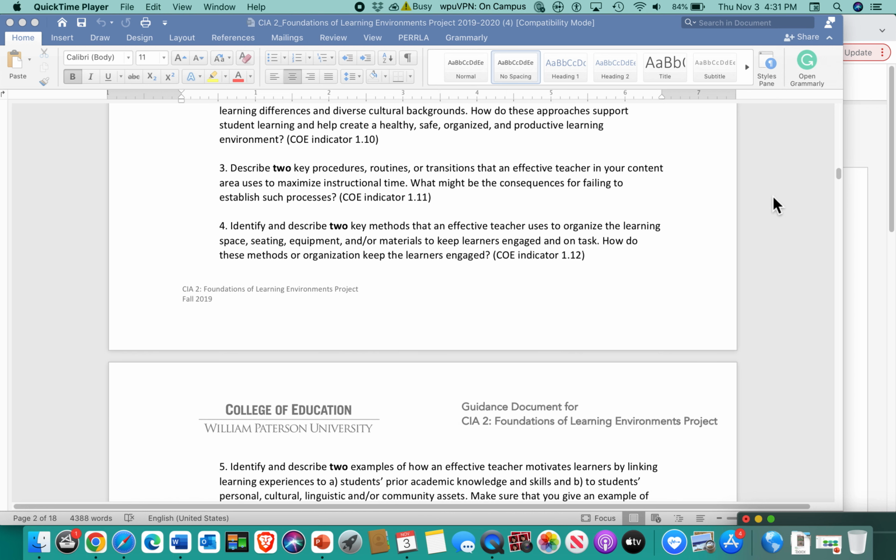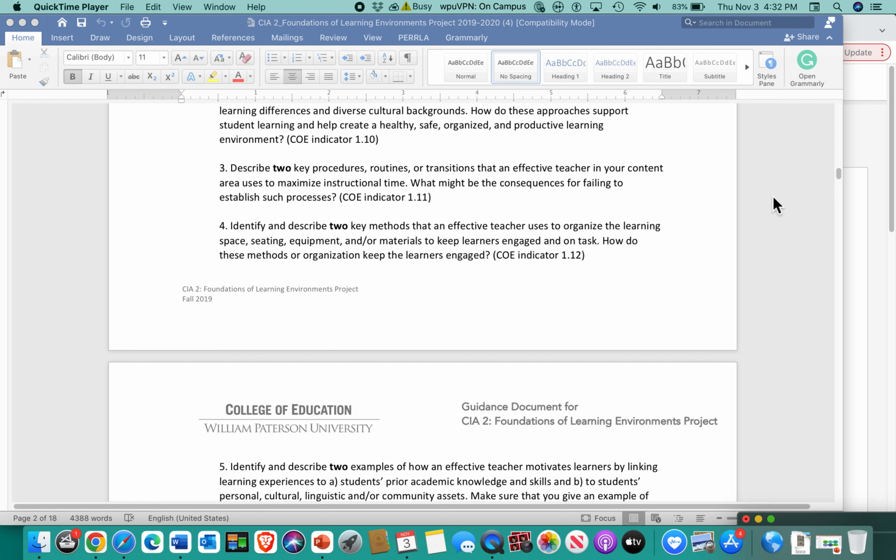Number 3, describe 2 key procedures, routines, or transitions that an effective teacher in your content area uses to maximize instructional time. Okay, so what things are your cooperating educators doing that are moving the curriculum forward? Procedures, routines, transitions, meaning what practices does your CE have in place that students can depend on and that creates a culture of learning in the class?